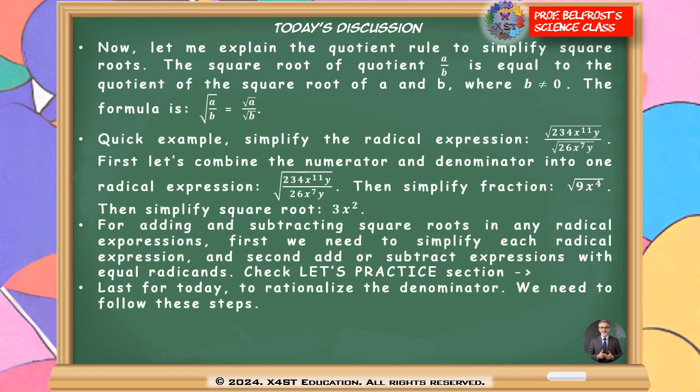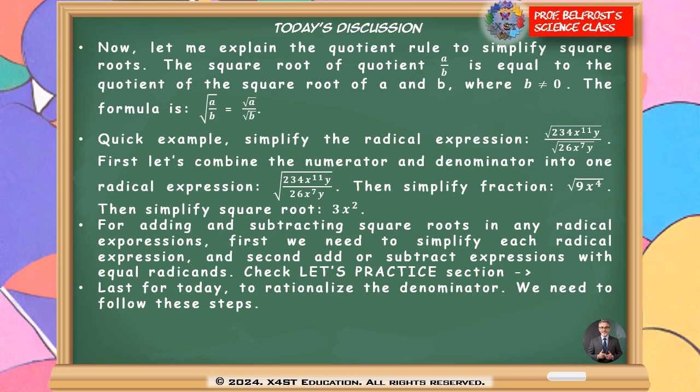The last rule is the quotient rule to simplify square roots. For any square root of quotient a over b, it is equal to the quotient of the square root of a and b, where b is not 0. So if we have the form of square root of a over b, then it is the same as square root of a divided by square root of b. A quick example for you, let's simplify the radical expression that's shown in the slide. The first step we need to take is to combine the numerator and denominator into one radical expression, like the expression on the slide.